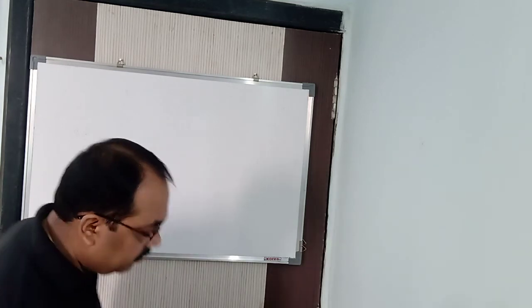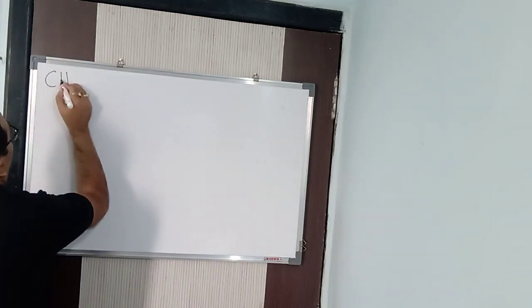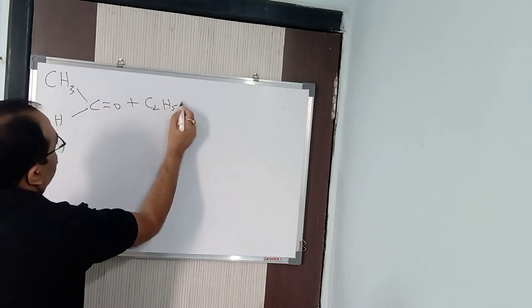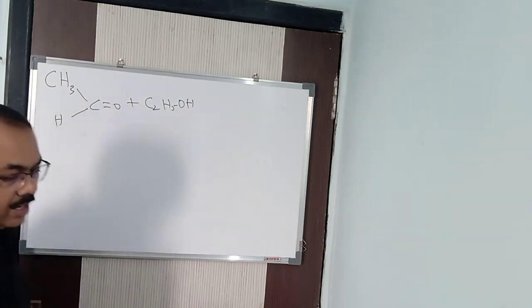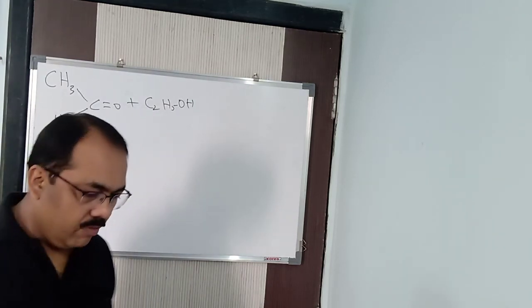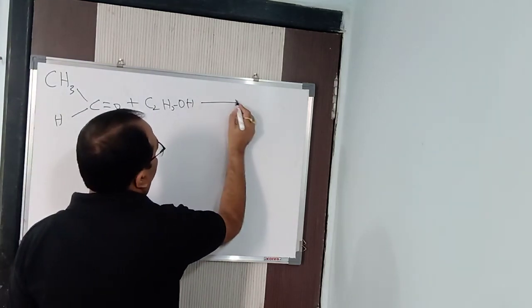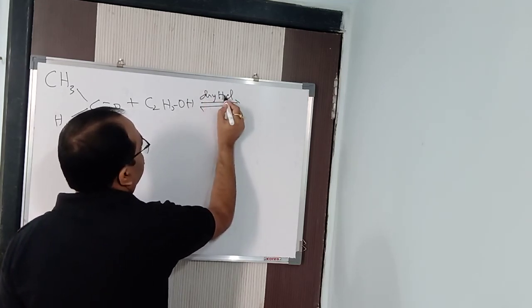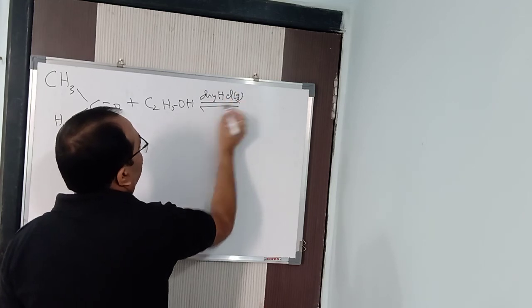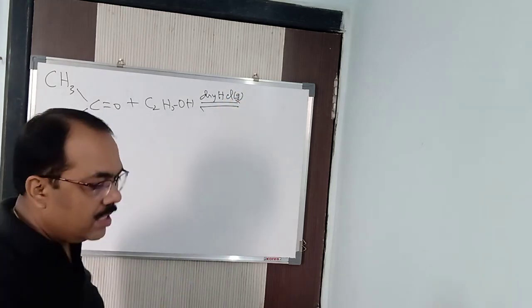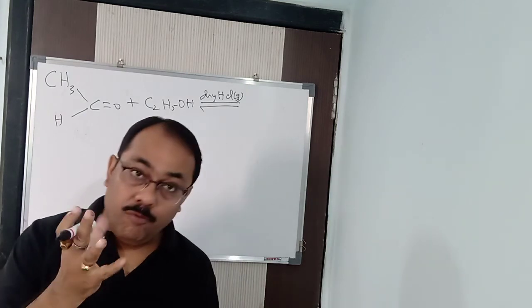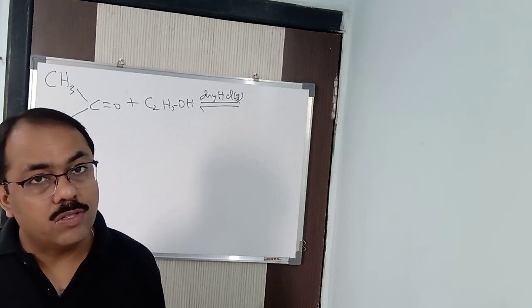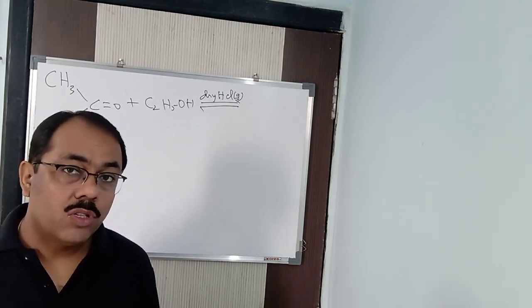Now next we will see when aldehyde CH3CHO reacts with C2H5OH. Alright? When it reacts with C2H5OH, what is happening? What will happen here? So here you see we'll take dry HCl gas. Now what is the function of dry HCl gas? It will absorb moisture, water. For that reason I have taken dry HCl gas. So this also acts as a dehydrating agent. It removes water.